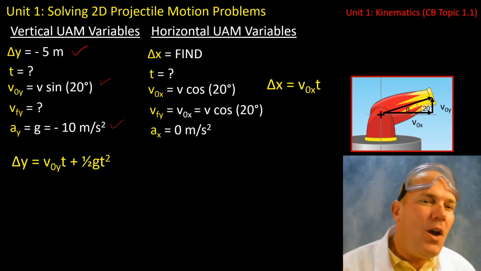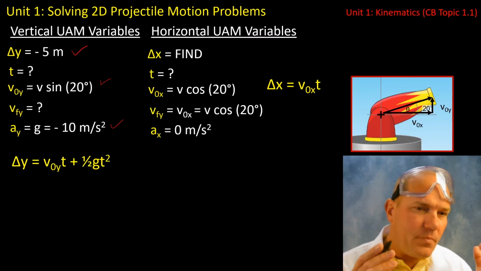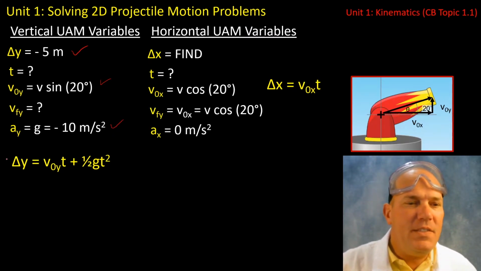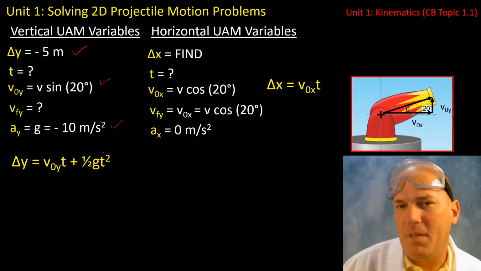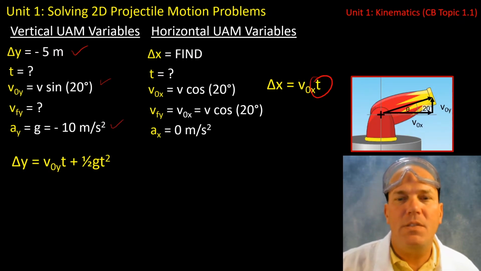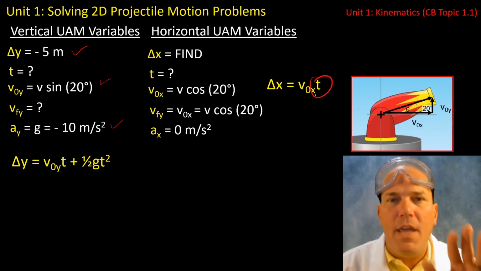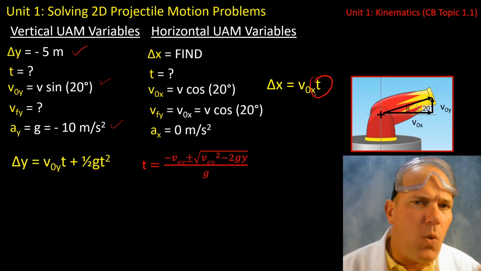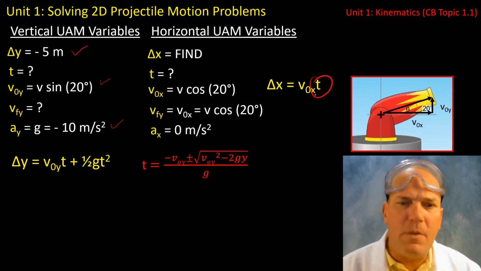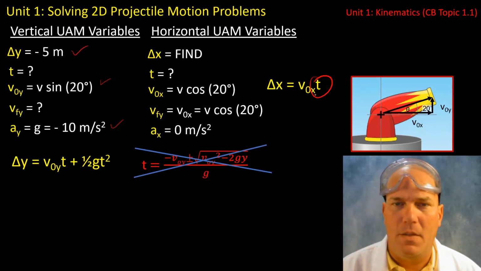So you've been taught that if you have 3 out of 5, you can solve it. And that's still true. So using this UAM for the vertical component, we can find time. And don't we need time to solve for the horizontal distance? Yeah, we do. So let's go ahead and look at this. And I want you to acknowledge that you would need to use the quadratic formula when solving for time with this problem. Guys, we don't have time for all that.